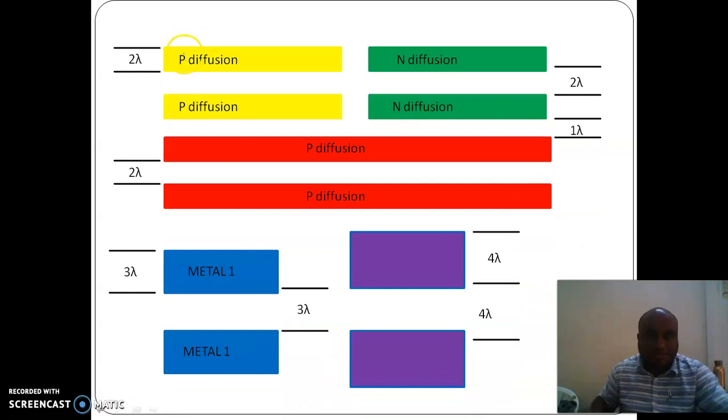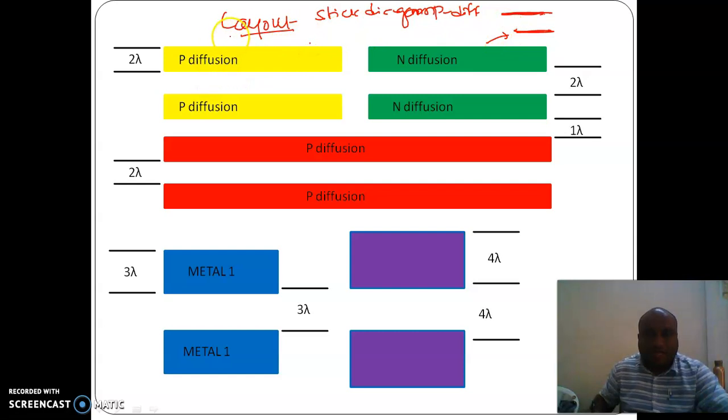Going into the details, this is how a layout will be represented. For example, in a stick diagram, the P diffusion is represented with yellow color but with a single line. There is no dimension used, and N diffusion is also a single line in green color without any dimension. But in layout, which is the extension of the stick diagram, we use the same color code.